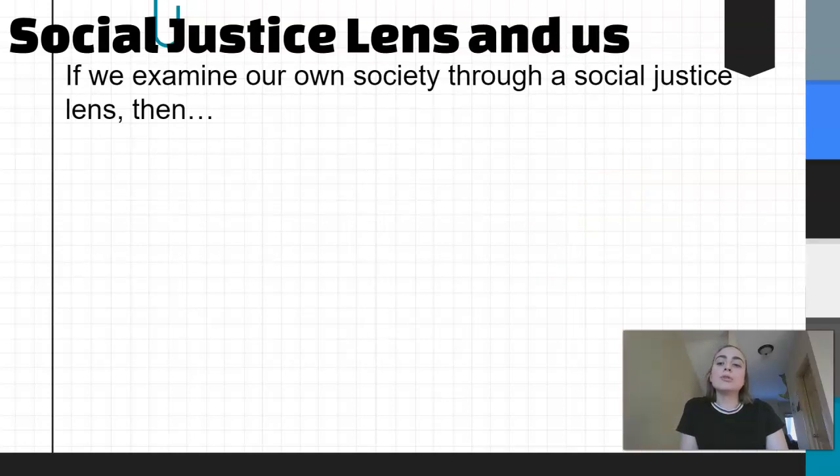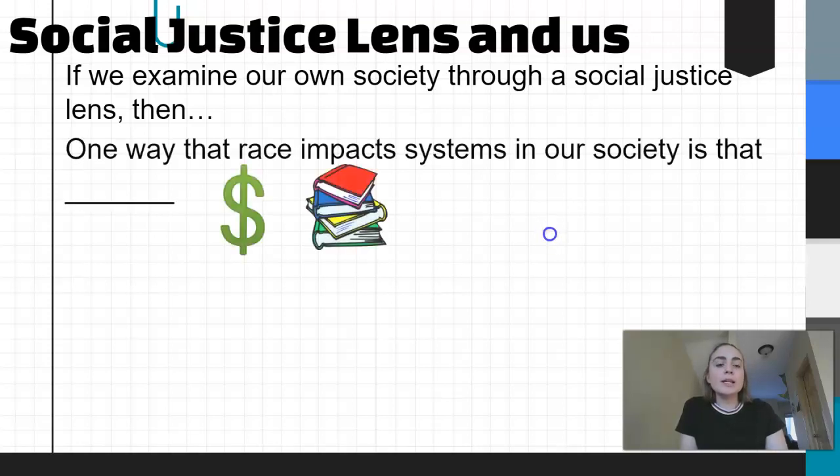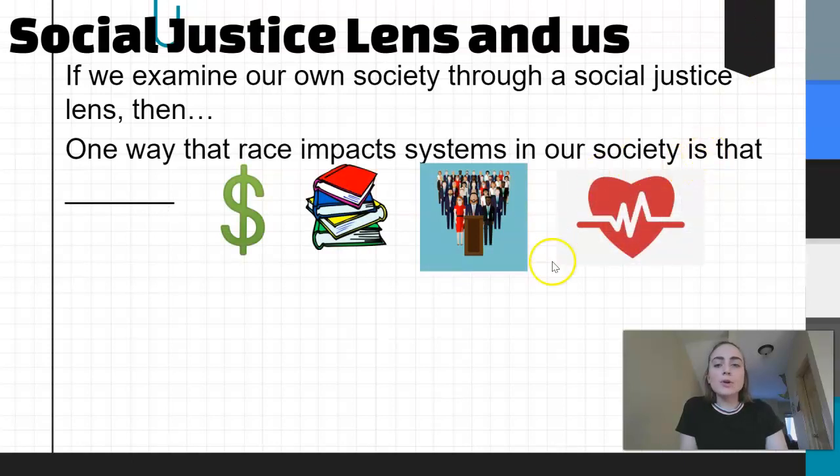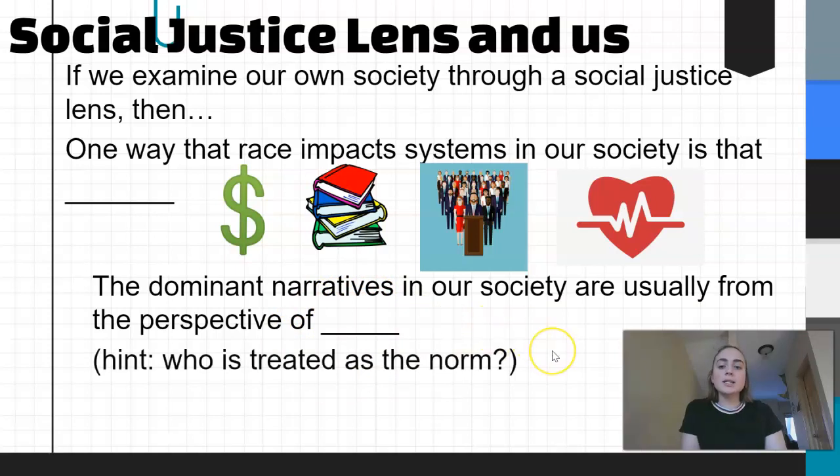Finally, I want you to reflect a little bit on our own society through a social justice lens. So come up with one way that race might impact systems in our society. So what do you notice about the world around us? Maybe that's in schools or in political systems, in jobs, in healthcare. How does race impact the world that we live in today? And the second question to think about is the dominant narratives in our society are usually from the perspective of who? Who is the dominant narrative in our society?